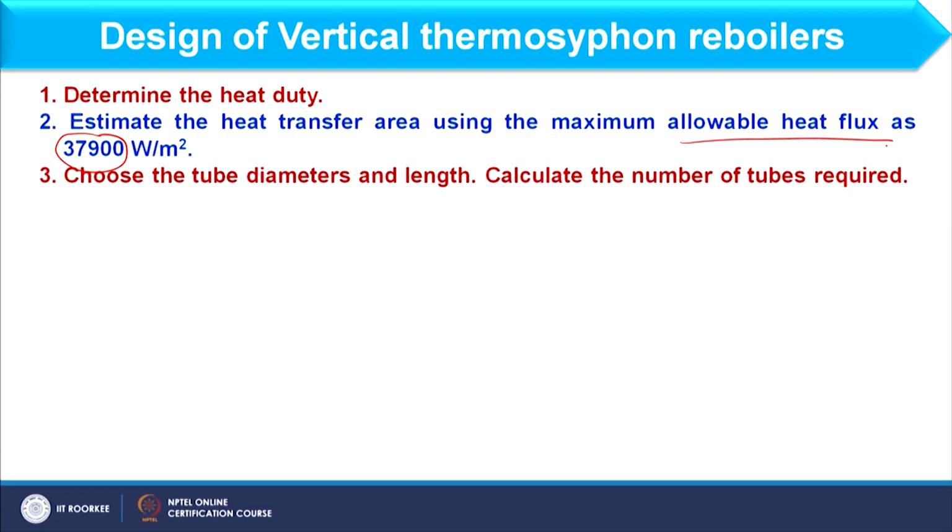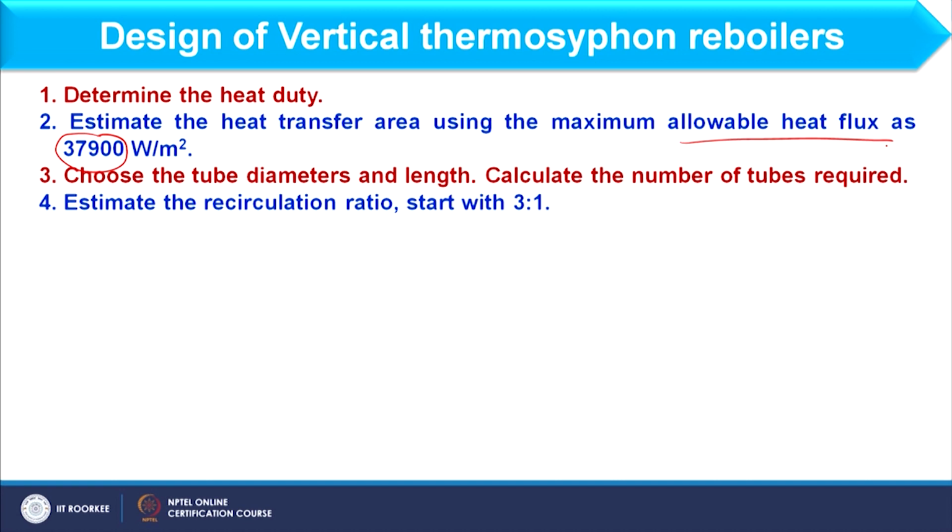After that we have to decide the tube dimensions, that is the diameter and length of the tube, and we will calculate the number of tubes required. In a vertical thermosyphon reboiler we consider only one shell pass and one tube pass. So, whatever number of tubes you obtain, just take the next whole value, because the number of tubes should never be a decimal. Whether it is even or odd is immaterial, because we provide only one pass on the tube side.